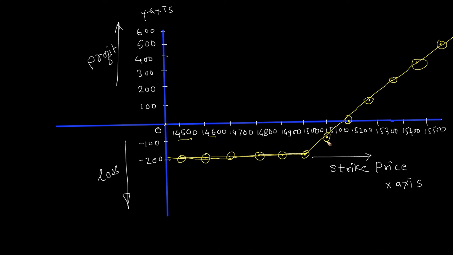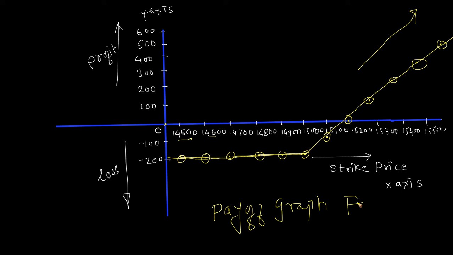But below 15,200, I'll be in the loss, and max loss is minus 200, and the profit is unlimited here. The profit is unlimited, right? As Nifty rises, I'm going to get benefit of this. So this is how we plot the payoff graph. This is the payoff graph for option buyer.